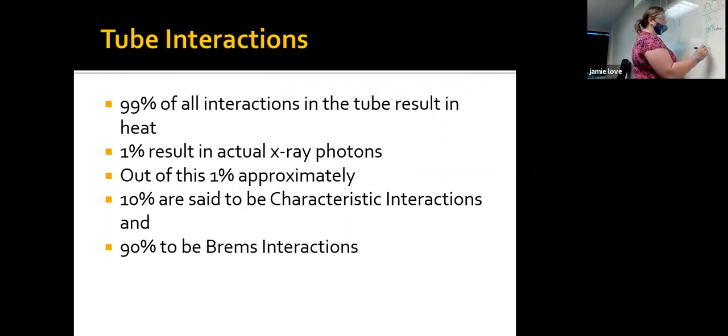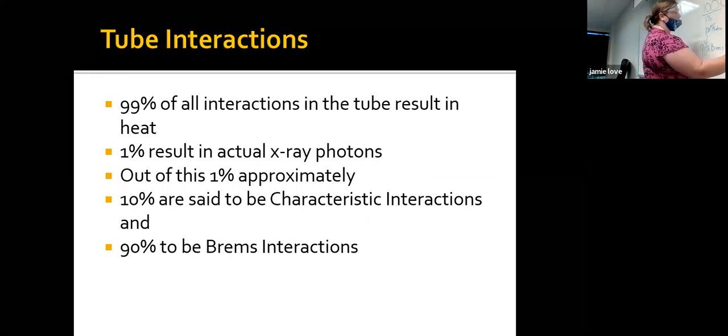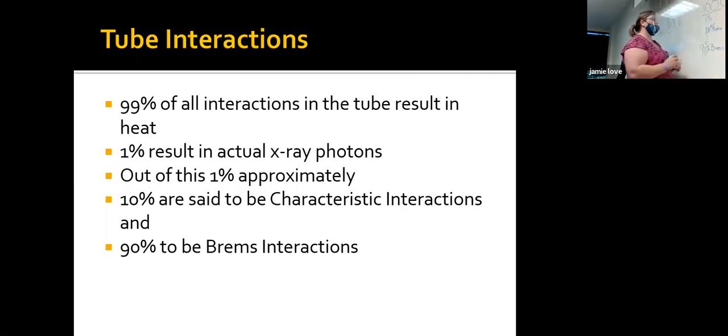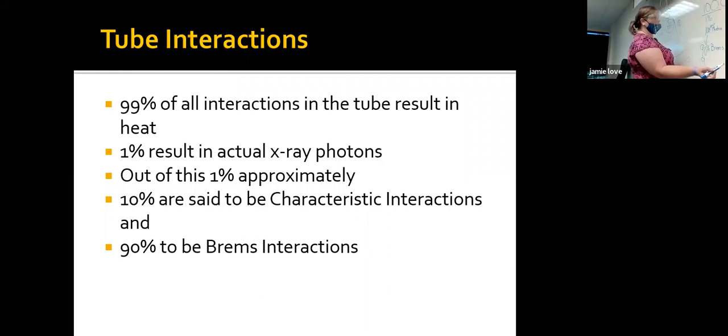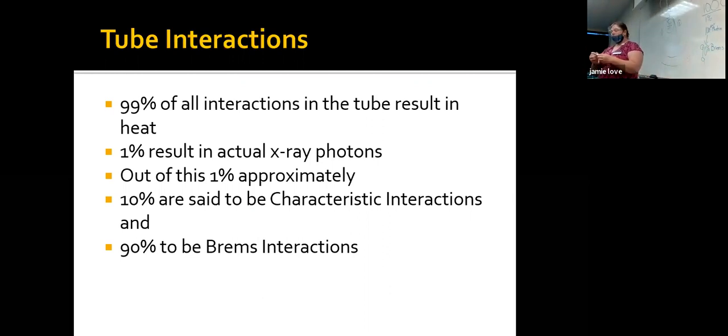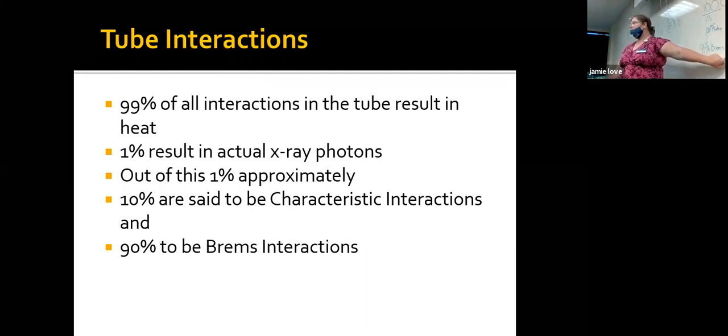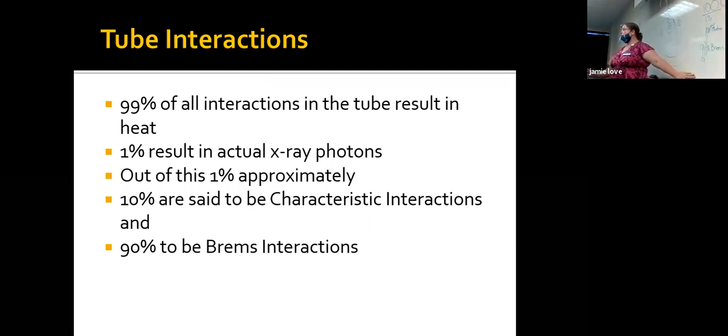90%, this is important, are brems. And 10% can be characteristic. So if we have 10 X-ray photons, almost all of them, 9, are going to be brems, only 1 is going to be characteristic. We have millions being made, so we're not going to focus on that. But only characteristic if we have above 70 kVp. If not, then all of them are brems. Below 70, 65 kVp, all brems.